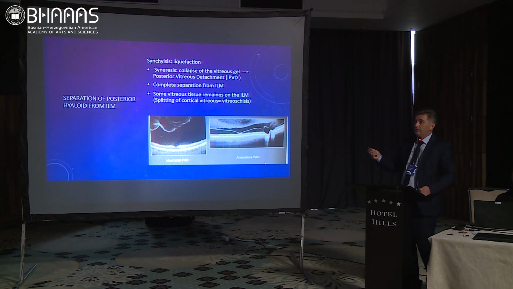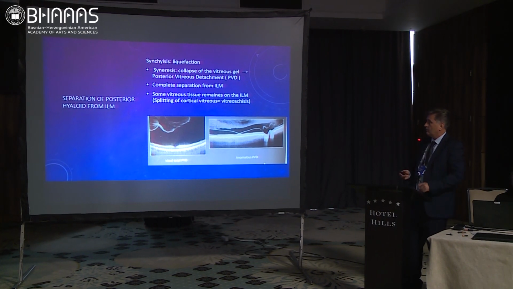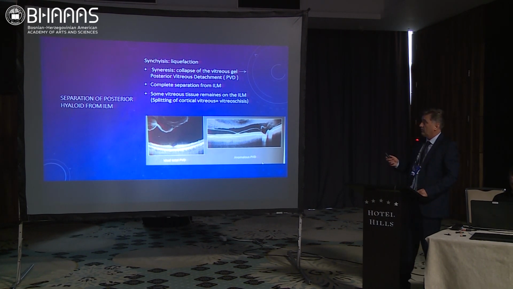I will stop here. This is interesting for the pathogenesis of macular hole. It is a problem of separation of the posterior hyaloid from the ILM. We have synchysis, liquefaction, syneresis, collapse of the vitreous gel, and posterior vitreous detachment. Complete separation from the ILM is a good solution. But some vitreous tissue remains on the ILM, splitting of the cortical vitreous, and vitreoschisis.